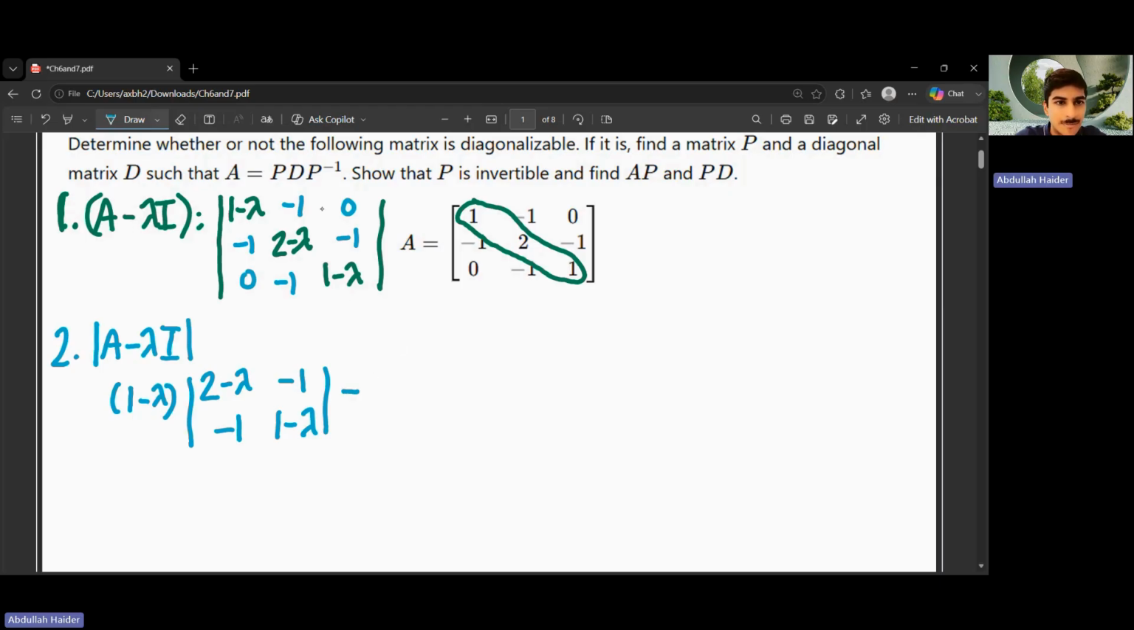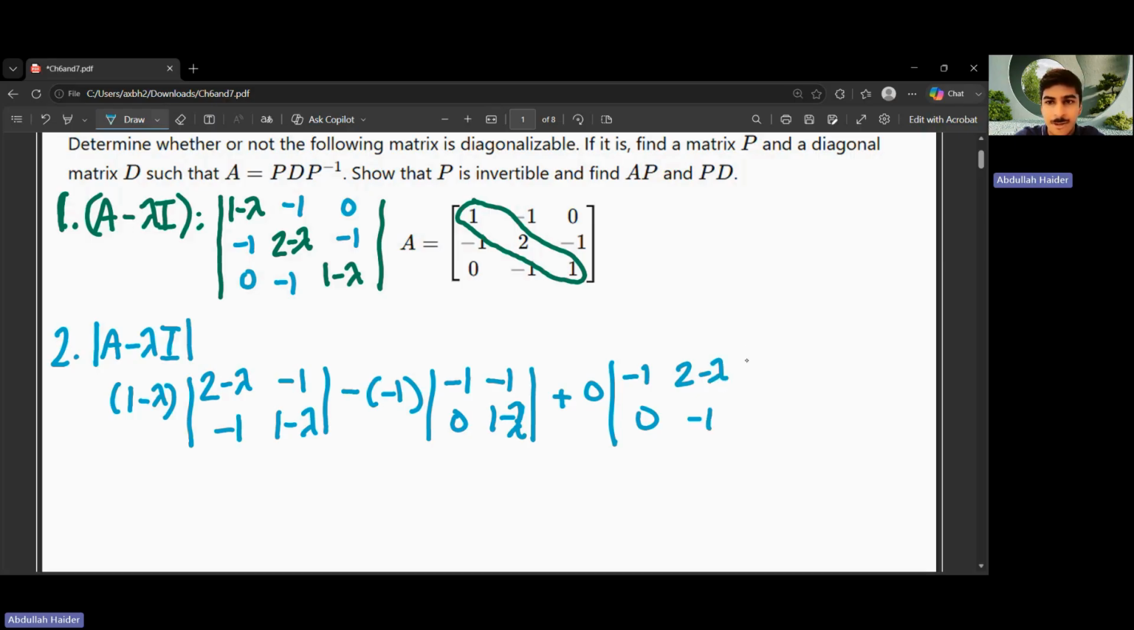And you have this -1. Now you cross out everything above and below this -1. See, this is gone, this is gone. So the determinant, basically the minor, if you want to say it, -1, 0, -1, 1 minus lambda, plus 0, and I still write it, but this will anyways become 0. So 1, 0, 2 minus lambda, minus 1.